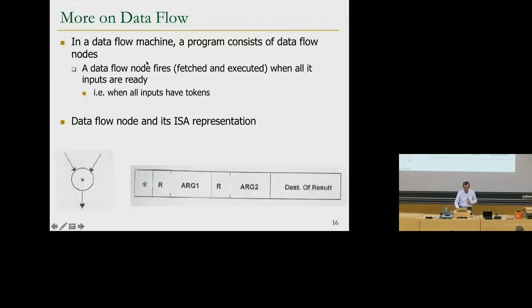Okay, so as I already said, basically in a data flow machine, a program consists of data flow nodes, and a node fires, it's fetched and executed, when all its inputs are ready, when all its inputs have tokens. So this is one example. This is a data flow node, and it's a potential representation in the instruction set architecture. Very similar to the instruction formats that we've seen. You could have an instruction format that is an opcode that has argument 1 and argument 2, where it's coming from, and whether the argument is ready or not, and the destination of the result, where the destination should go to, right? Which instruction should receive this.